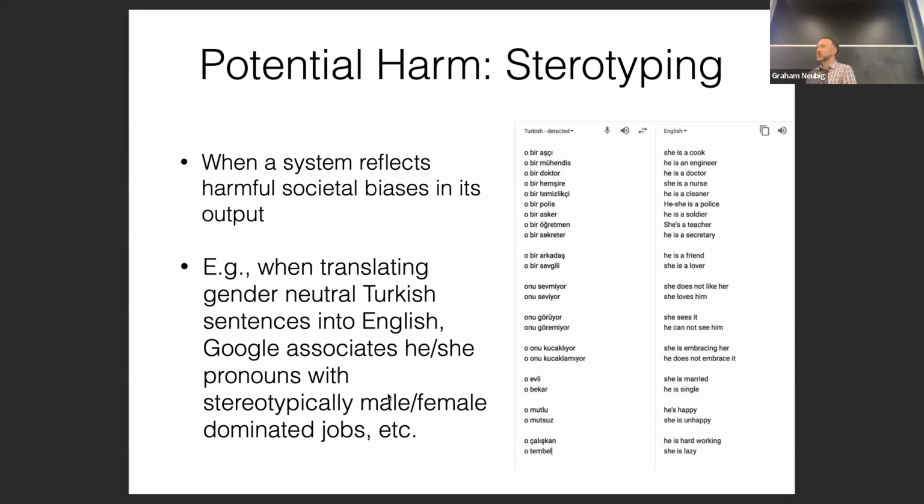Some things are even worse. If you look at the output of many dialogue systems, especially if they're not heavily curated, they'll generate things that are completely racist, sexist, ageist, whatever.